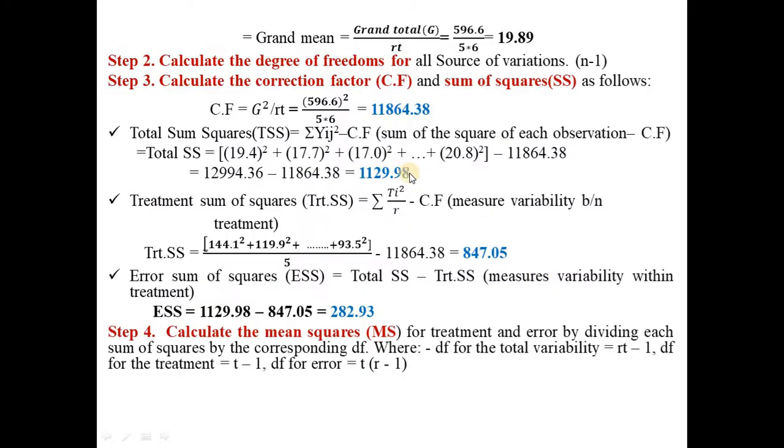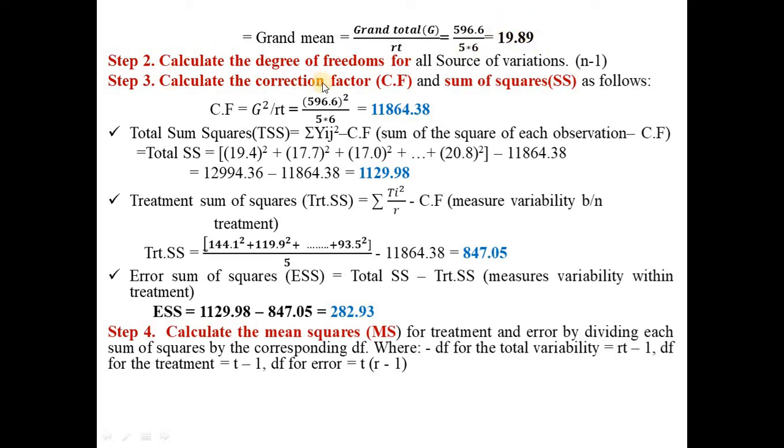For the grand mean, we divide the grand total by the number of observations. That means multiplying the replications by the treatments. We have 6 treatments, each of them replicated 5 times, so we will have 30 observations, and by dividing the grand total by this number, we will obtain this value.